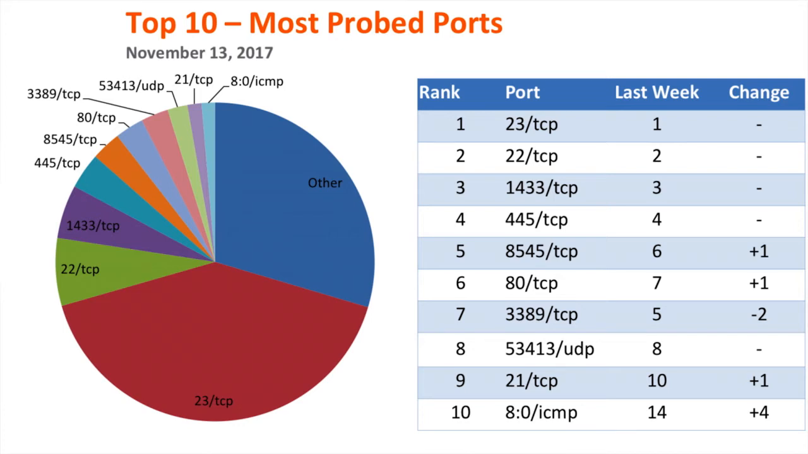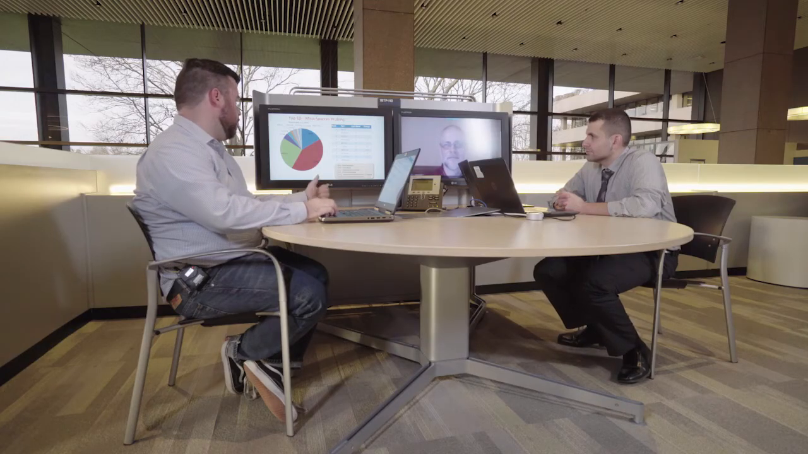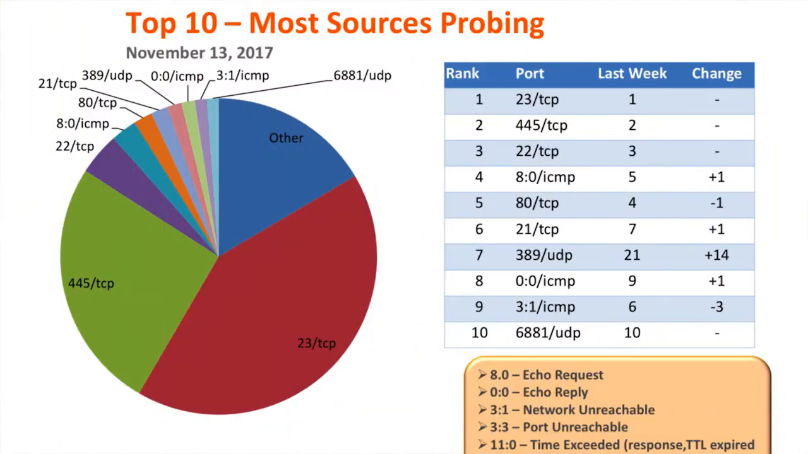Going over to the most sources probing, 23 TCP is the top, 445 and 22, not much of a surprise there. 389 is LDAP, and that's up 14 spots. And that was pretty interesting to see. Last week it was down in 21st place, so it was just off of the top 20.